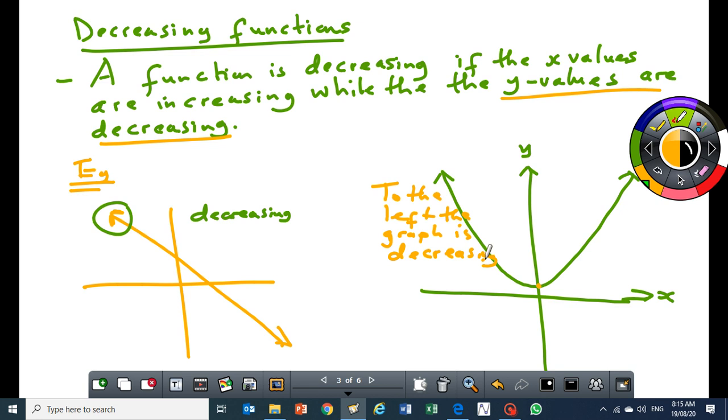And you need to know increasing and decreasing functions are geometric. Right. Let's move on to transformation.